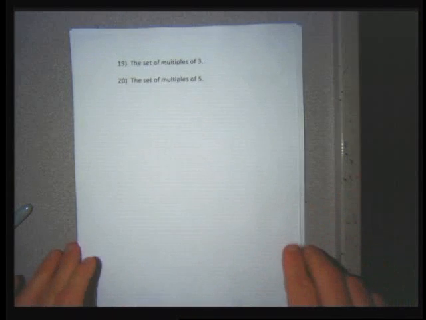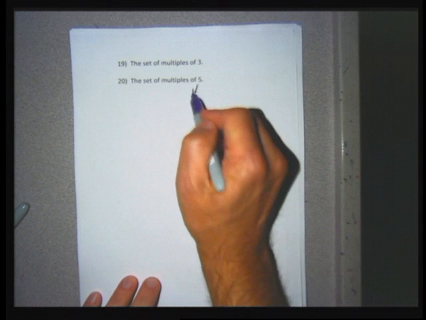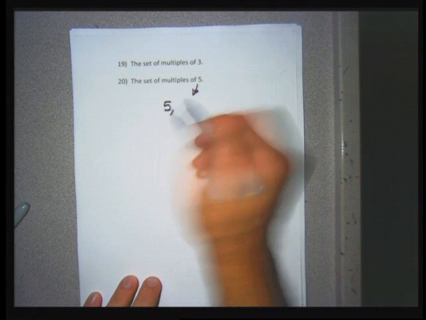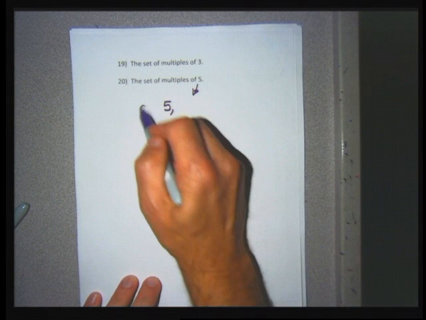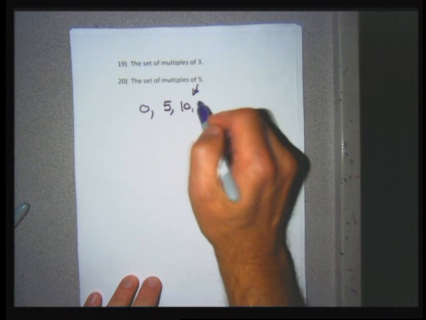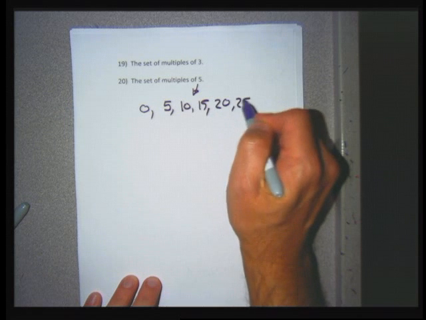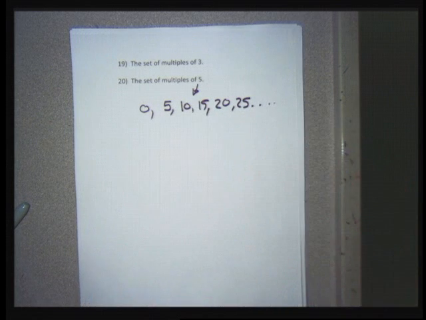For 19 and 20, we're both asked to look at multiples. For my set, the multiples of 5, 5 times 1 is 5. Actually, 5 times 0 is 0. 5 times 2 is 10. 5 times 3 is 15. 5 times 4 is 20. 5 times 5 is 25. And that's going to go on forever.